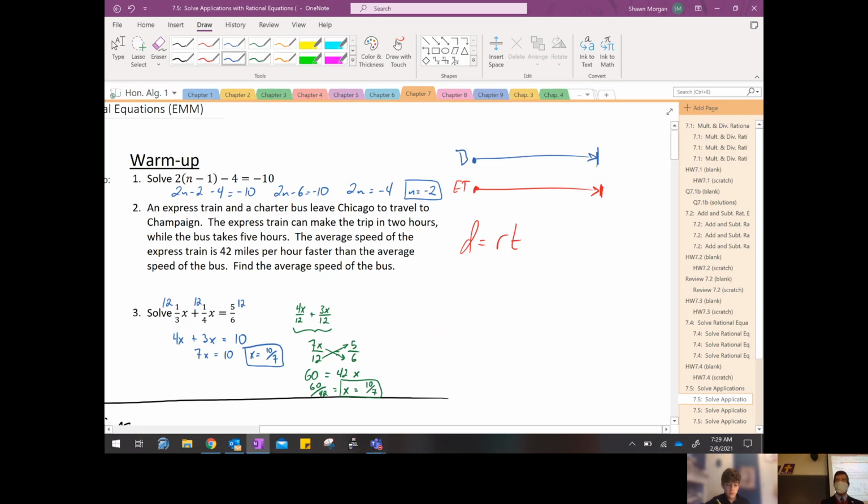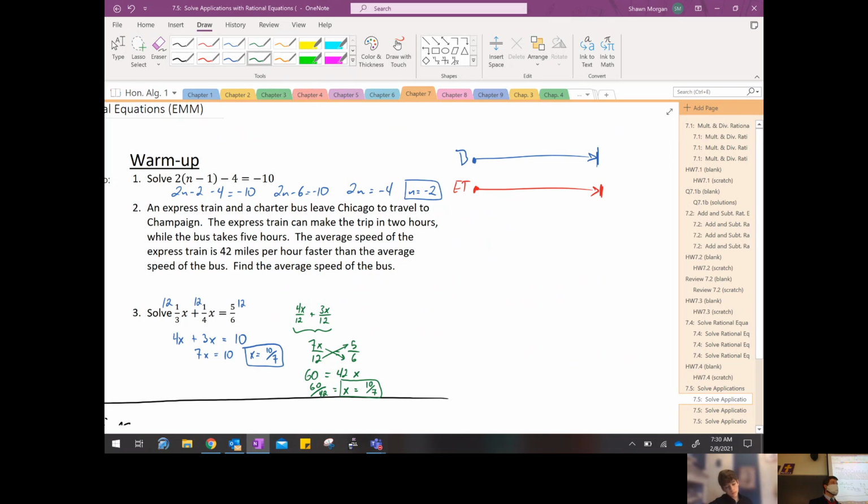What do I know about those two vehicles? They're going to the same place, and therefore what is equal? Their distances are equal. Very good. So if I can come up with an expression that relates the distance of the bus equal to the distance of the train, then I've got myself the equation. And remember, writing a word problem, the hardest part is coming up with the equation.